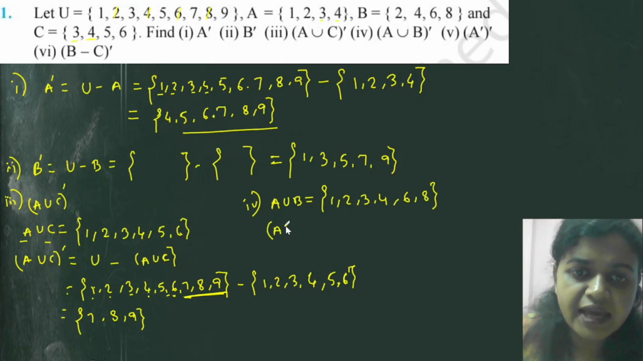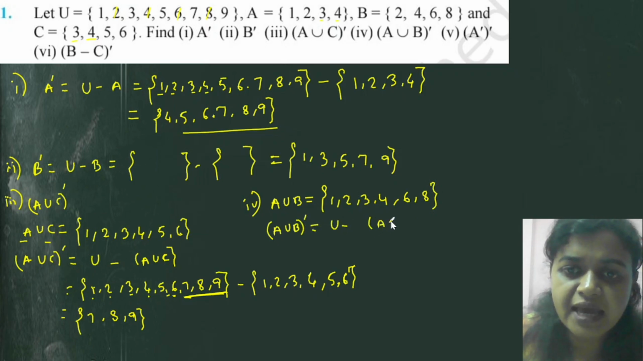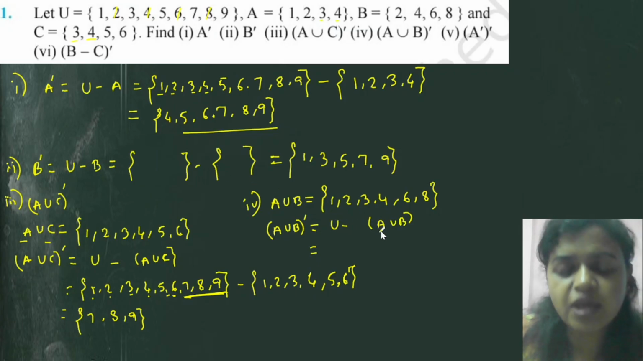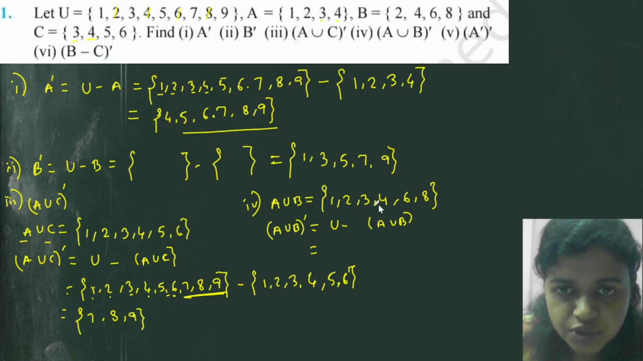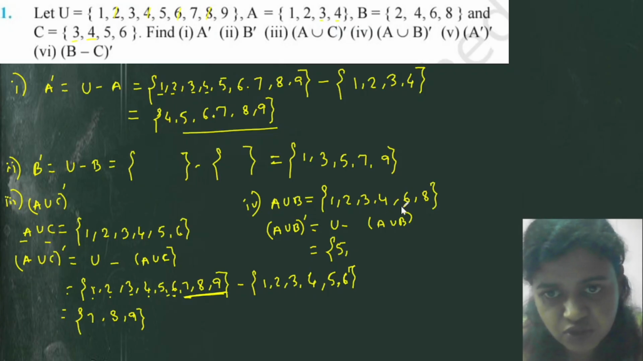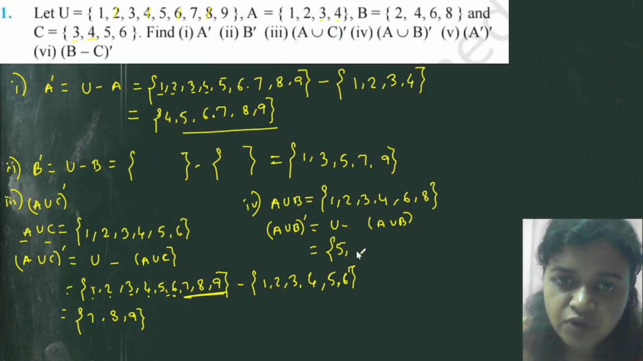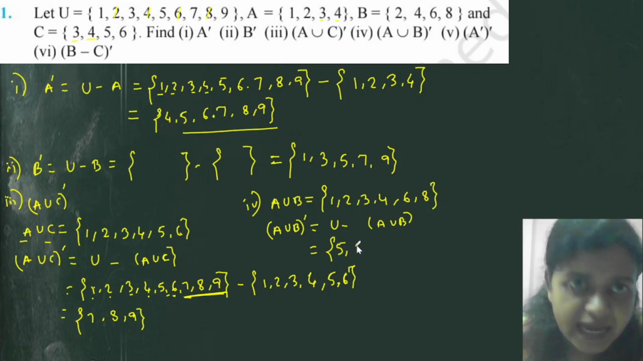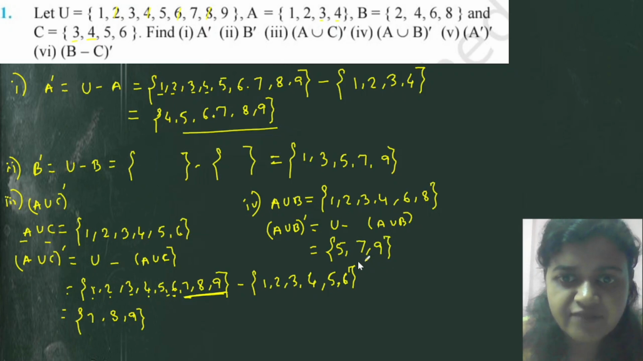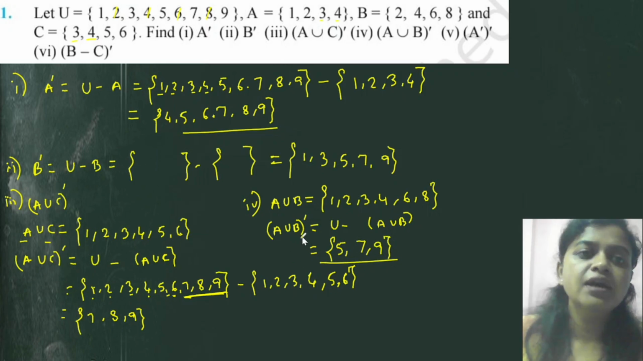Now you have to find A union B complement, meaning U minus A union B. You can directly write U as 1 to 9, and A union B is 1, 2, 3, 4, 5, 6, 8. So these elements are to be removed. We should write 7 and 9 and 5. So 5, 7, 9 is the answer of A union B complement.